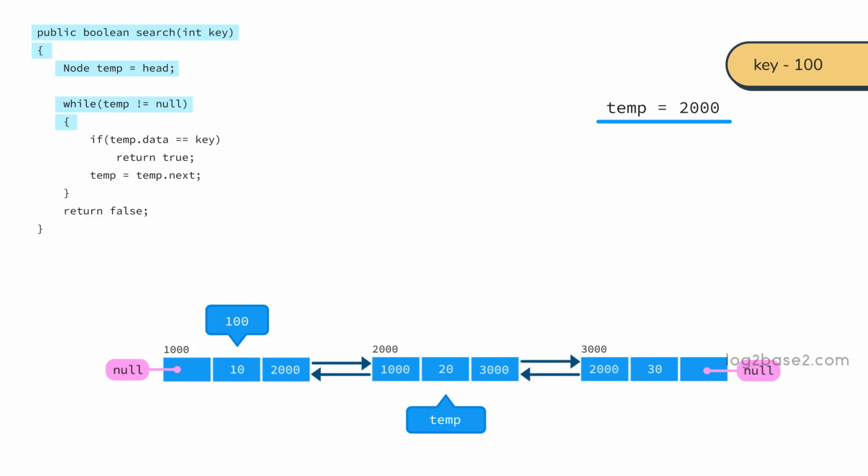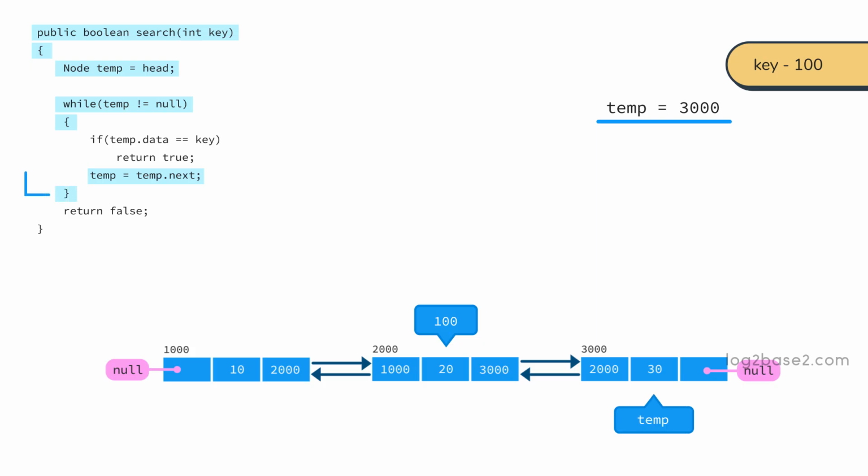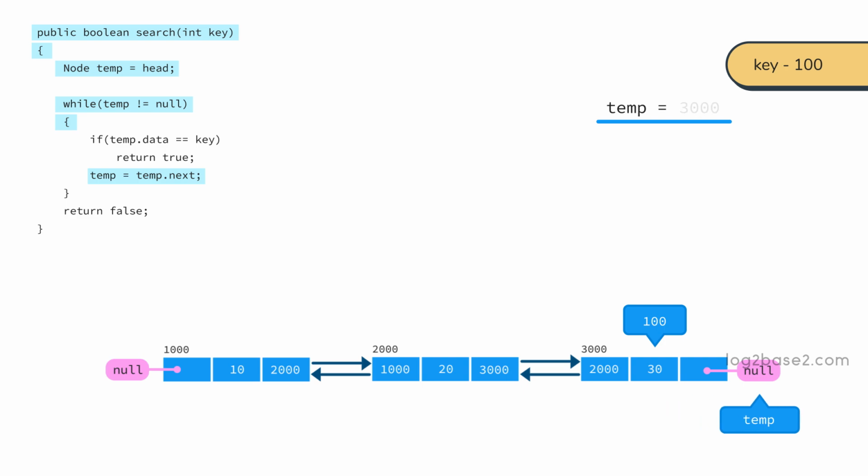Again check the while condition, we have temp equal to 2000, not equal to null. So the condition is true, so enter the loop and check if this node is holding the key 100. But the comparison returns false and the if condition fails. So temp will now point to the next node at address 3000. In the next iteration, when we check the while condition, we have temp equal to 3000, not equal to null. So the condition is true, so enter the loop and compare the data at this node with the key. But we have 30 and 100, so the comparison will fail and the if will fail. So jump to the next statement, which is temp equal to temp.next. And temp.next is equal to null here, which will be stored in temp.